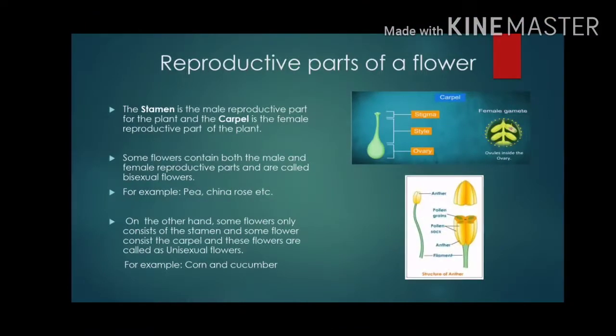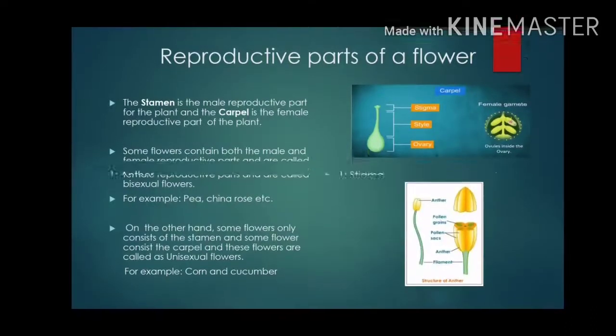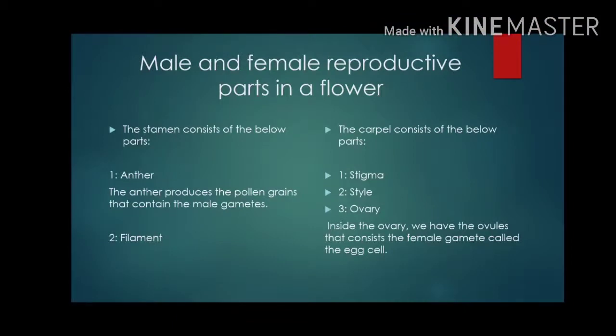The stamen is the male reproductive part of the flower and the carpel is the female reproductive part. The stamen consists of the anther and the filament. The anther produces the pollen grain that contains the male gamete. The carpel consists of the stigma, style and the ovary. Here, the ovary has ovules that contain the female gametes or the egg cells.